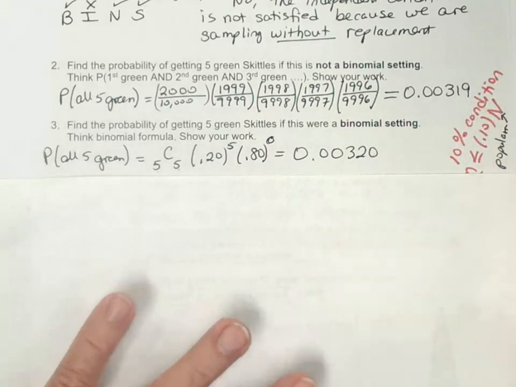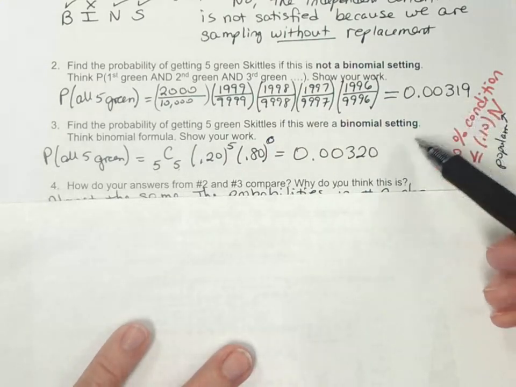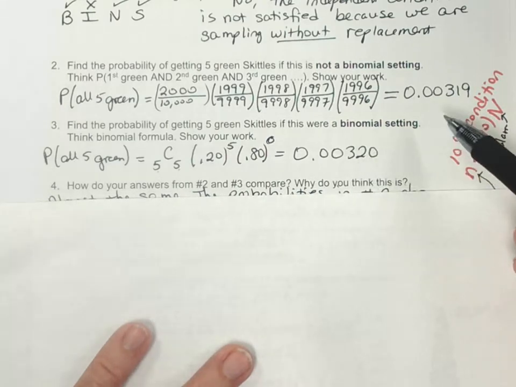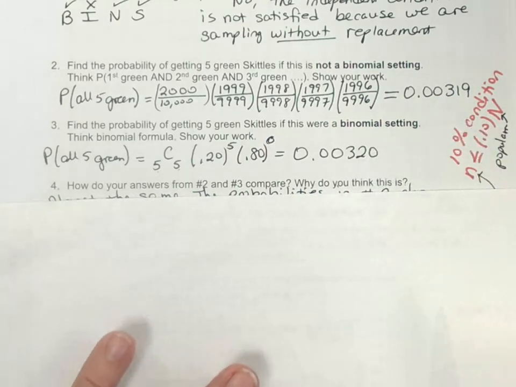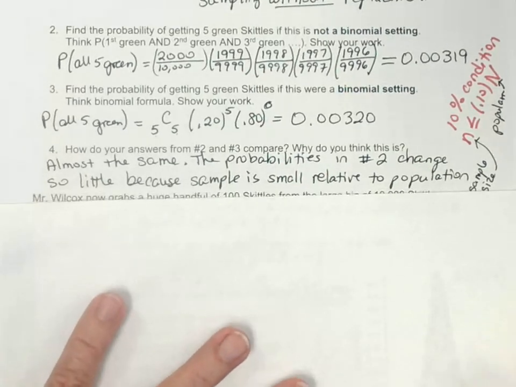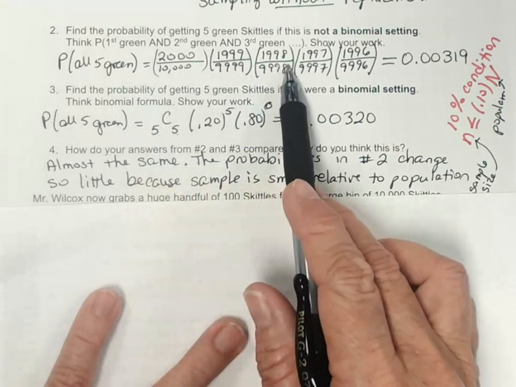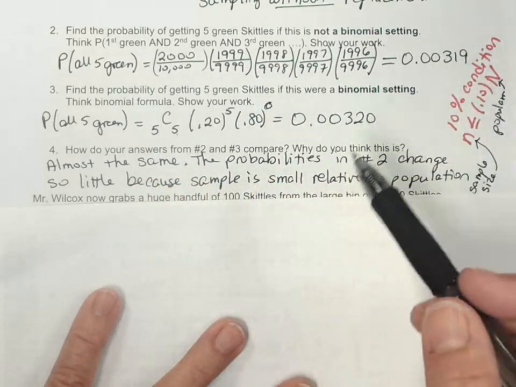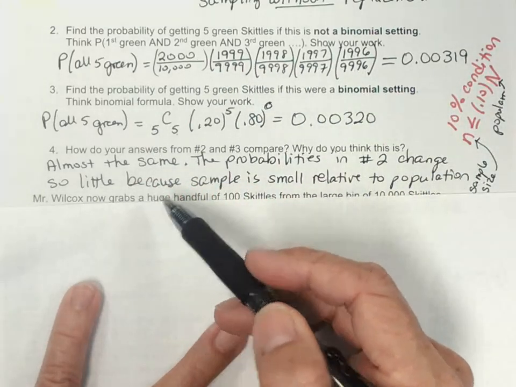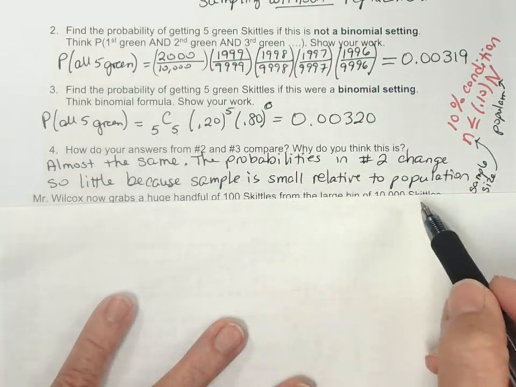Well, look at these two numbers. Look at how darn close they are. If I was only rounding to the thousandths place, I'd be happy. Even to the ten-thousandths, I'd be good. They're almost the same, because although the probabilities in number 2, when I'm treating it not like a binomial setting, change, they change so little because my sample is so small relative to the population.